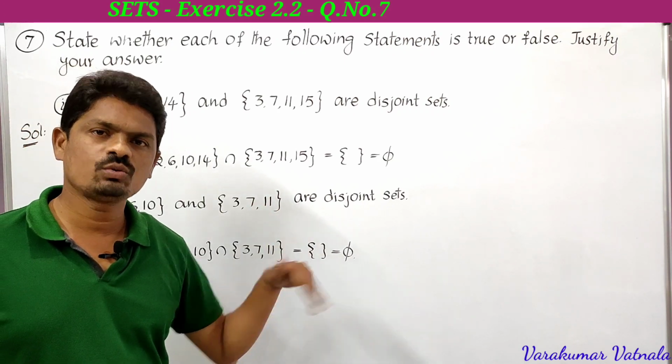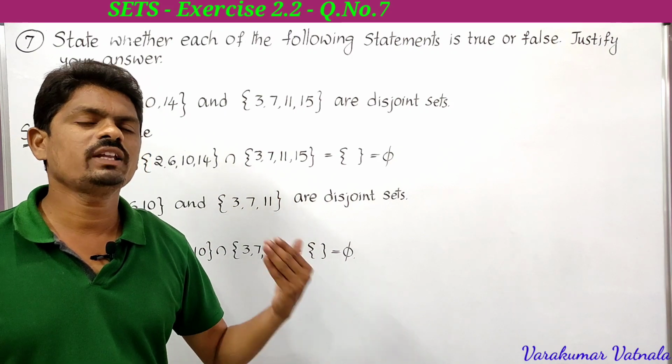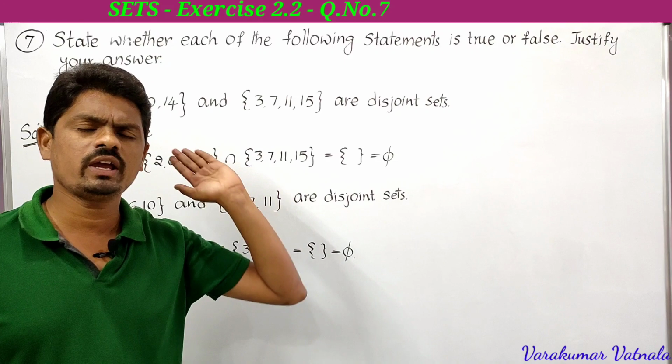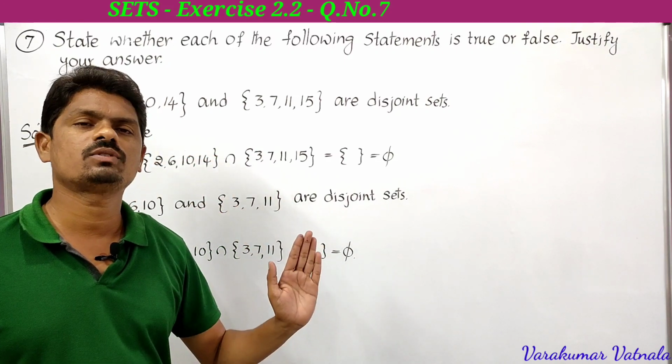Totally there are 4 bits, we have completed 4 bits. So in exercise 2.2 there are totally 7 problems. We have completed all the 7 problems.